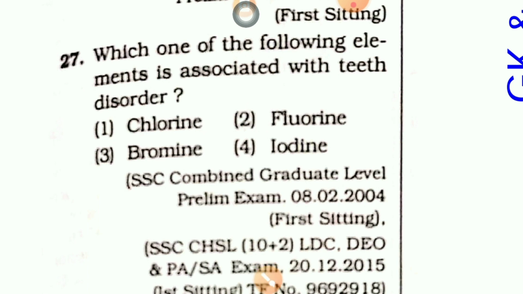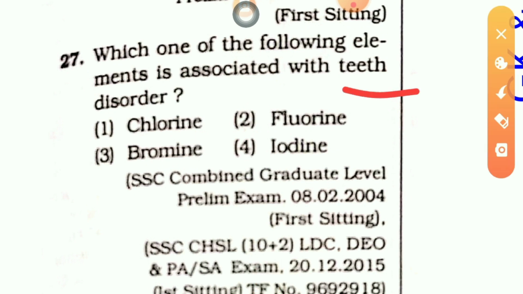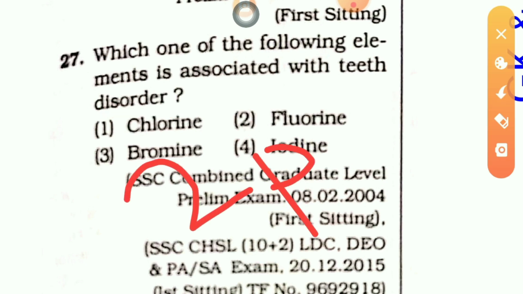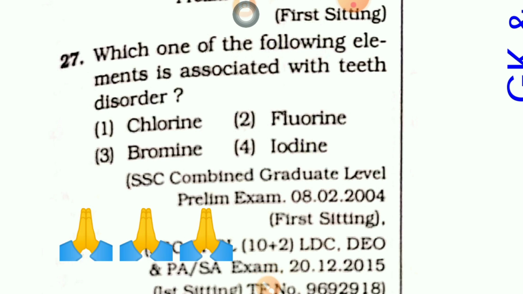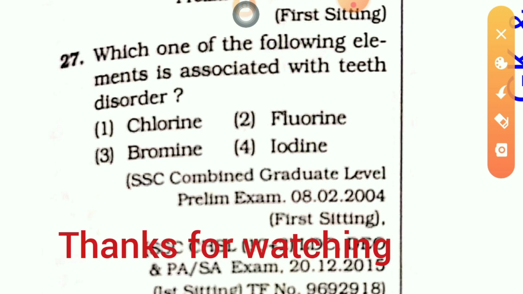The next question, 27: which of the following elements is associated with teeth disorder? I think you have heard about fluorosis. Here the answer will be fluorine, because the presence of sodium fluoride in drinking water at the level of 2 ppm may cause mottled enamel in teeth and skeletal fluorosis.